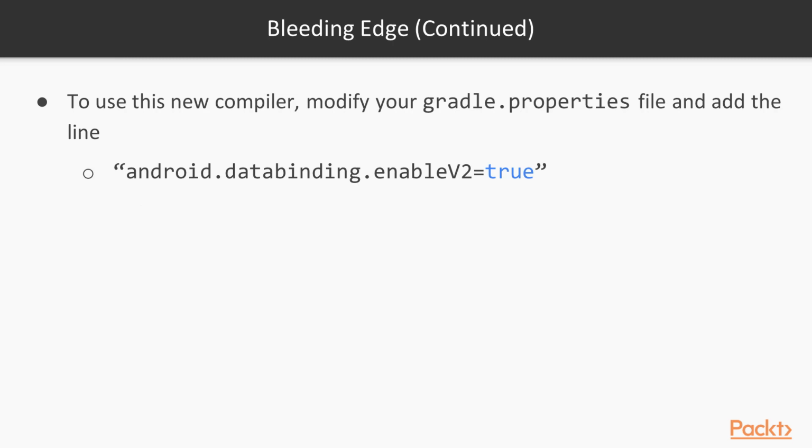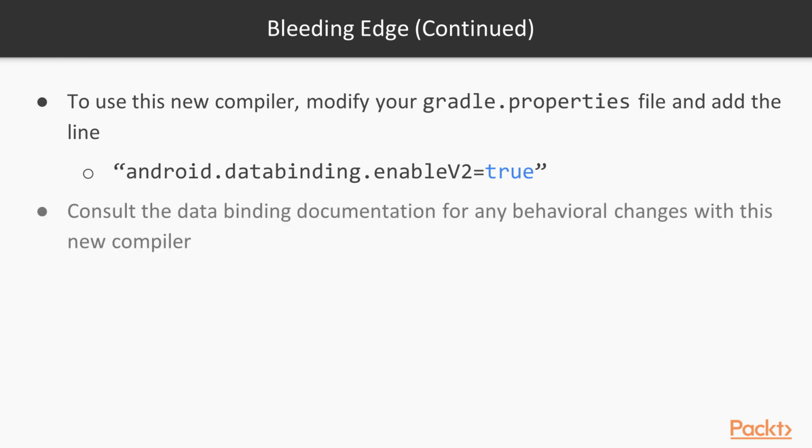With that being said, if you want to enable this inside your gradle.properties file, just add the line android.databinding.enableV2 equals true. I won't be doing this for the Fuel Finder, but if you want to do it, you can, but it's up to you, and it is experimental as of right now. Consult the data binding documentation on the Android developer site for any behavior changes with this new compiler.